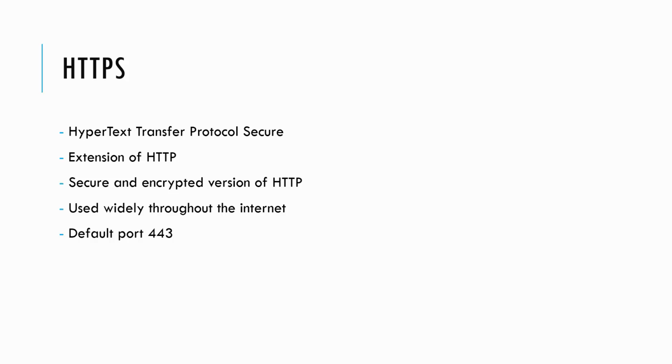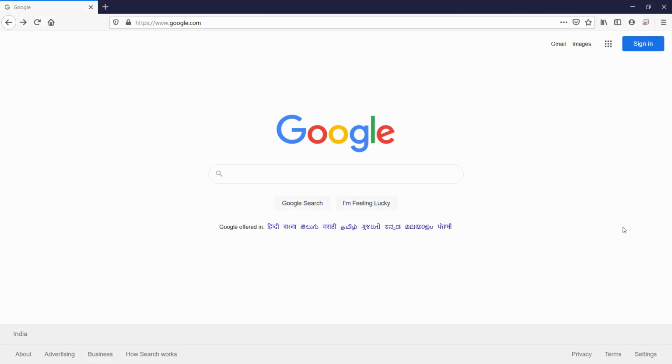So HTTP's default port is 80 and the default port for HTTPS is 443. Now we are not going to discuss why and how HTTPS encrypts this, because that is largely based on mathematics and is out of scope of this video. So HTTPS is a lot more secure than HTTP.